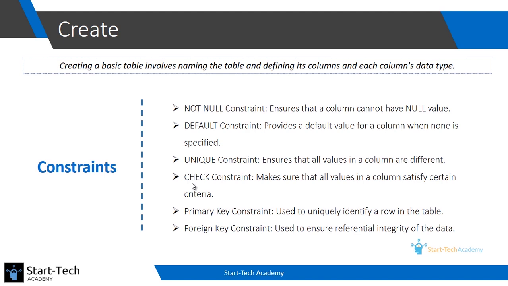So using the check constraint, you can specify a certain criteria against which the data inputted will be checked. Last two are the key constraints. You can specify any column to be a primary key or a foreign key. Let us look at these 2 types of keys.